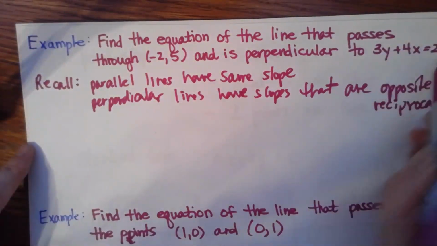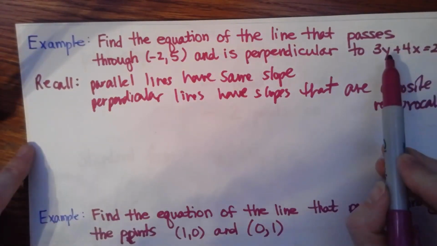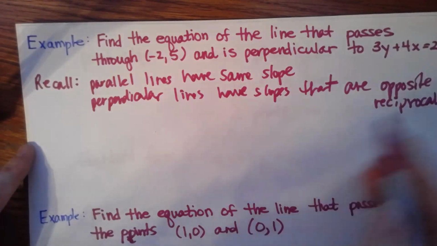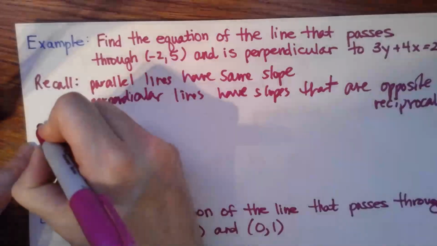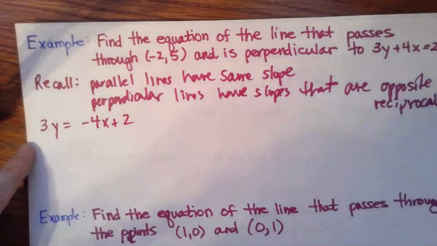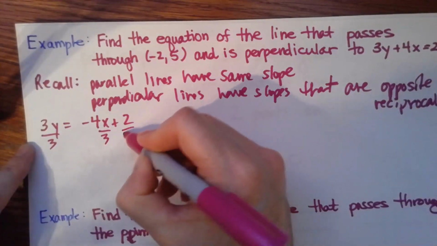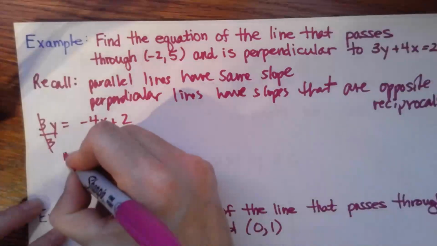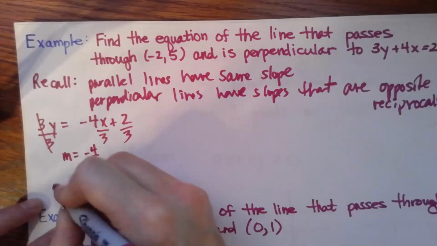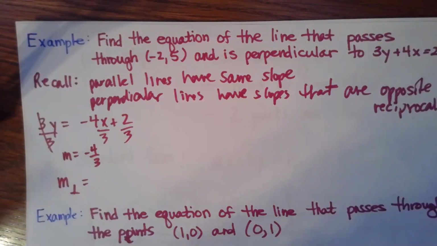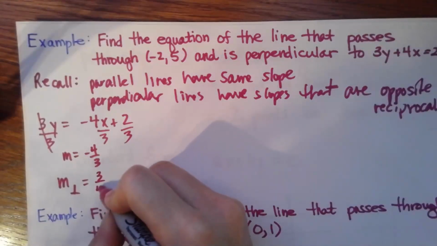So we want to rewrite this. Okay, so we want to write it as y equals mx plus b. That's the easiest way to see what the slope is. So subtract 4x from both sides, and we'll get 3y equals negative 4x plus 2, and then divide everything by 3. Okay, so we would get y equals negative 4/3 x plus 2/3. So we see that this has a slope of negative 4/3, and the slope of the perpendicular then will be the opposite, so it'll be the positive reciprocal, positive 3/4. Okay.